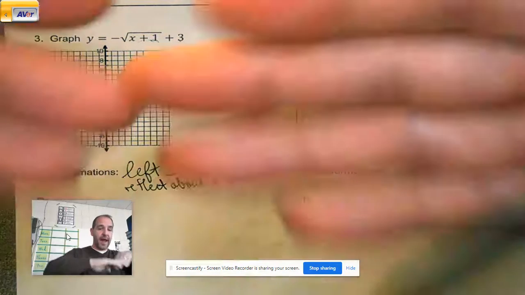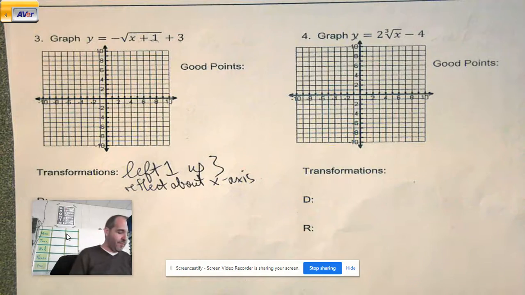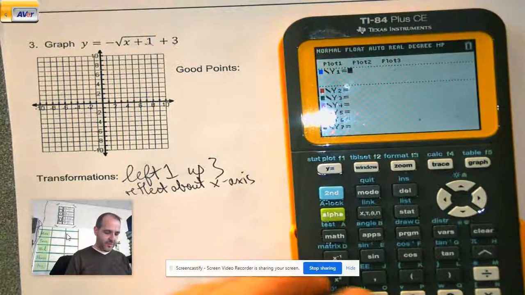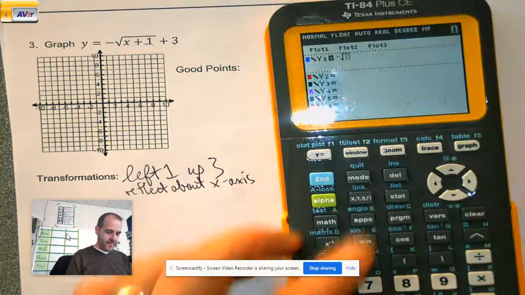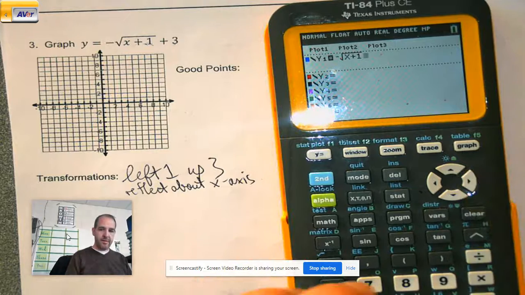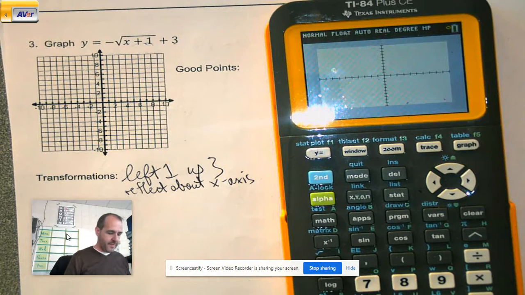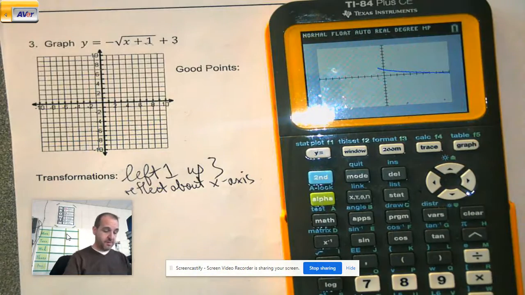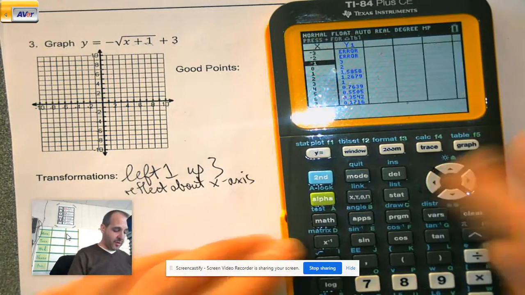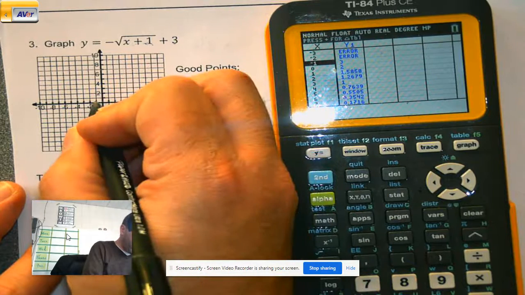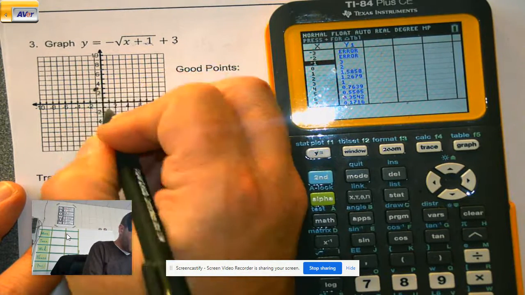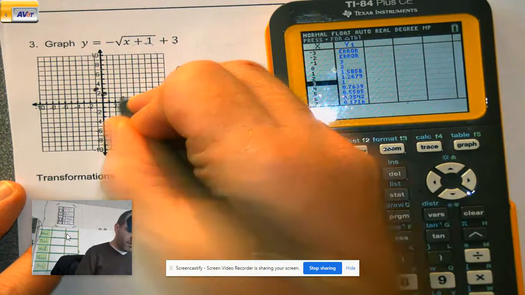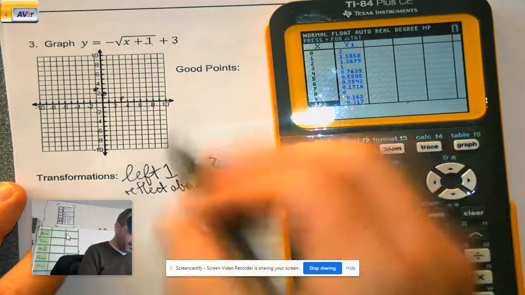Okay, we're flipping down. That's how we say flip down in math lingo. So again, let's look at this from a couple different formats. So negative square root of x plus 1, arrow to the right, plus 3. Okay, so I notice left, up, flipped, so I start using my points. I'm like, okay, so negative 1, 3, 0, 2, and 3, 1, do I get any more? And 8, 0.